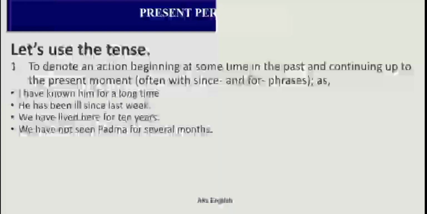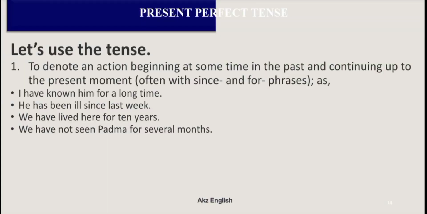Now, for several months is a phrase which tells about the action started in the past and still continuing in the present, and we are still in a position that we did not see Padma any more from that very time. So I hope you understood the first usage. Let's get to the second usage.